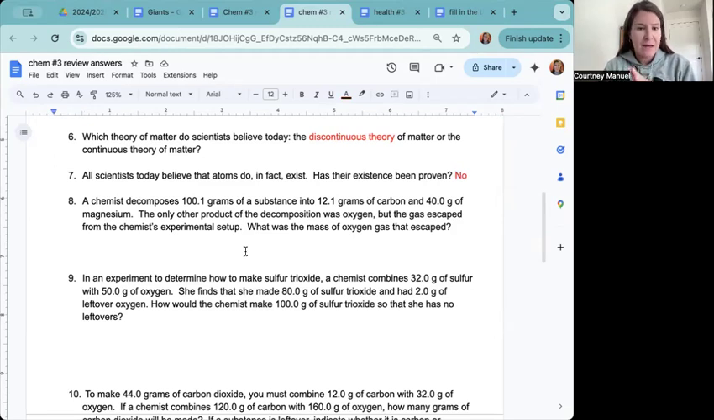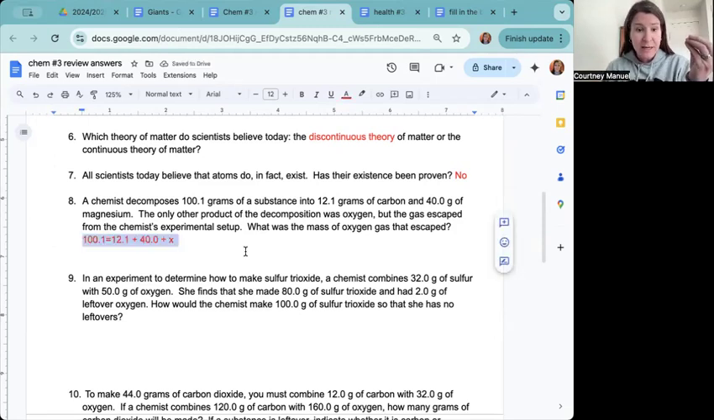Let's get into some math. A chemist decomposes 100 grams of some substance into 12 of carbon, 40 of magnesium, and then the other product was oxygen, but the gas escaped. So we want to know how much there is. So we are generally just going to subtract.